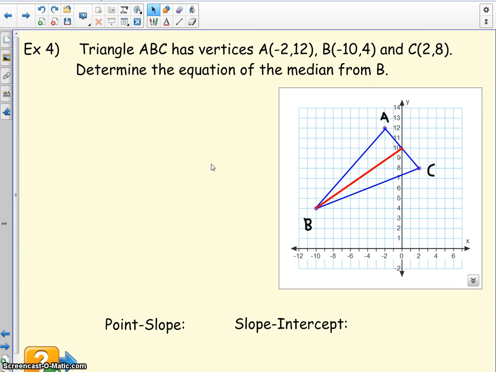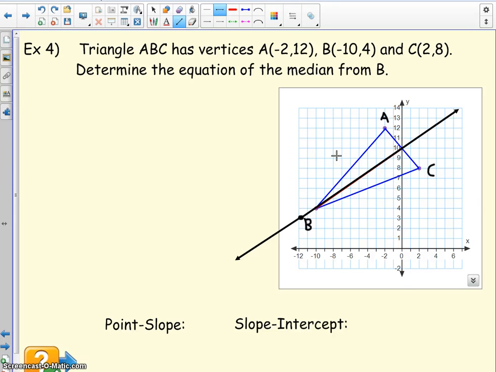Okay, now the median I've drawn as a line segment, but it is technically a line that goes on forever, so do keep that in mind. It would look something like this, actually. Oh, it's not very well done. Okay, so it goes on forever in both directions. So that's what the median looks like. So we're trying to find the equation of this line right here.